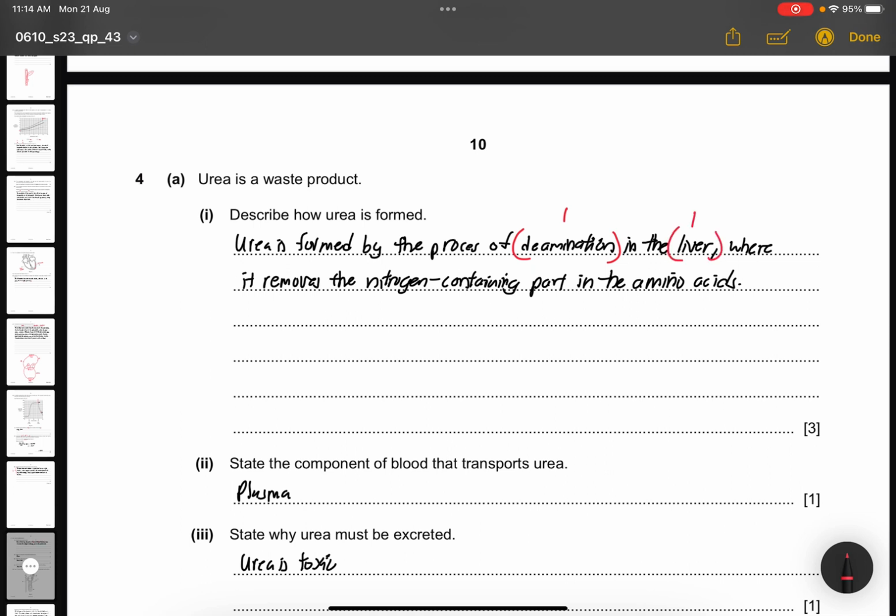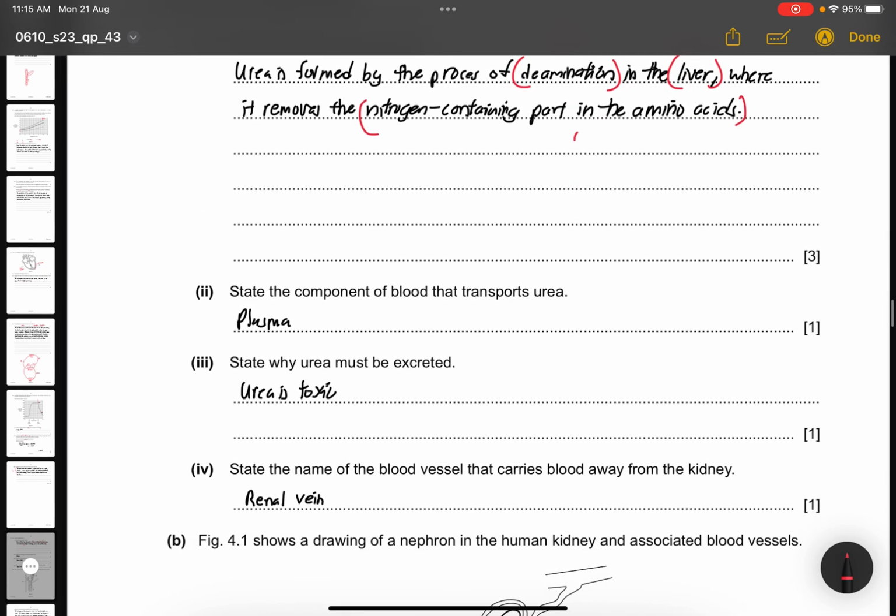Because they never mention the organ, so you have to mention it, where it removes the nitrogen containing part in the amino acid, 1 mark. That's how you get your 3 marks. So basically what this is asking you is, what is deamination? That's your answer. Okay. Part 2.